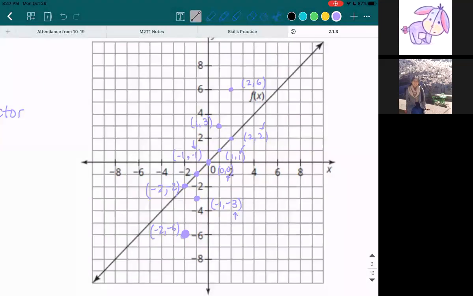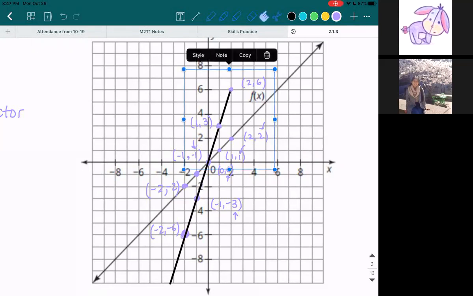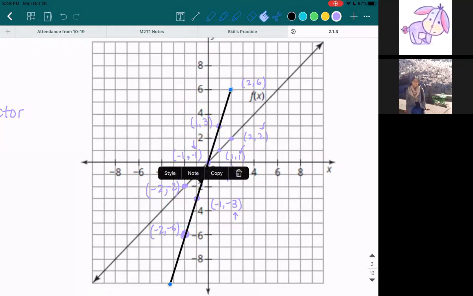Now I'm going to connect all of these new points that we just made with a black line. There. So this new black line is our g of x function. So all we did was we took the old y value and we multiplied it by 3. So if you have any questions, please call me over. Other than that, we're going to go on to the next problem.